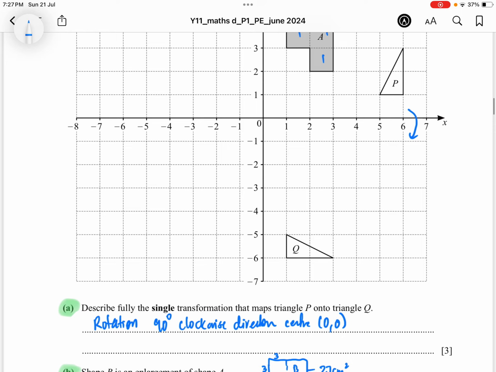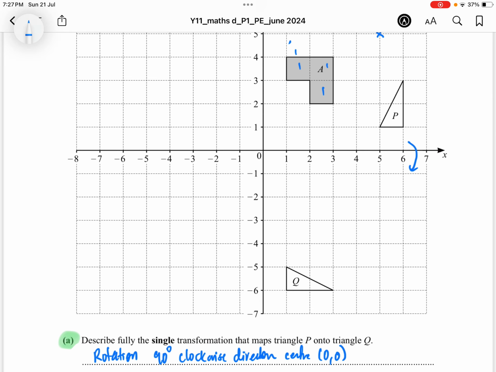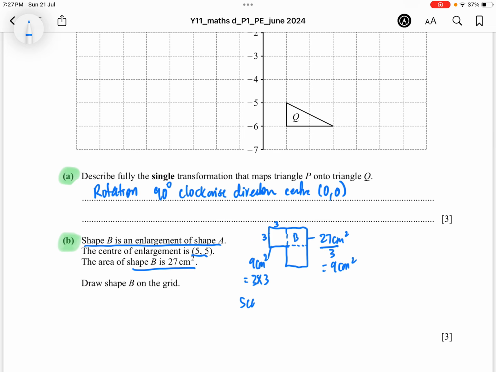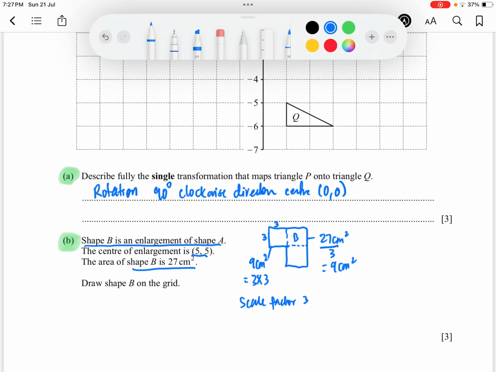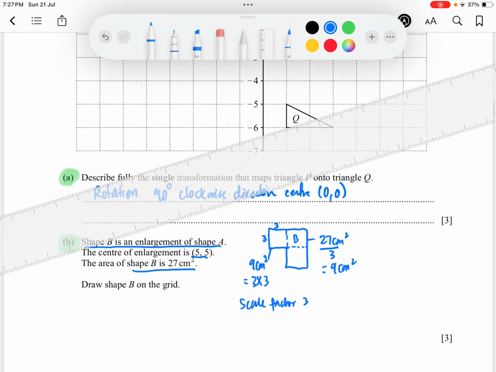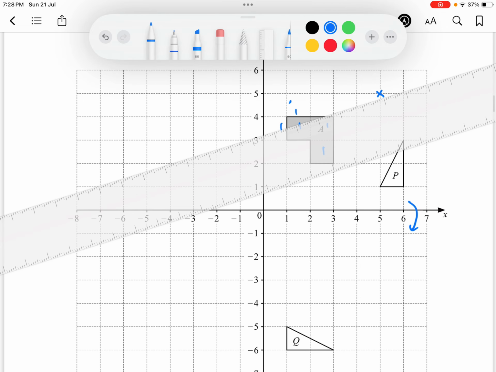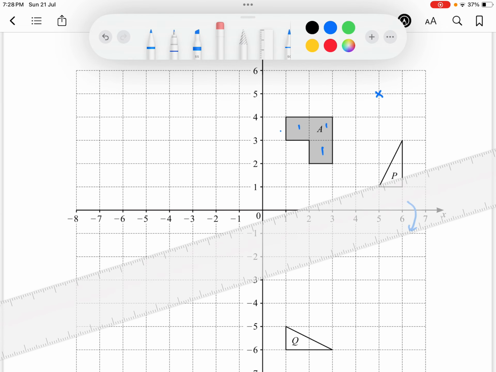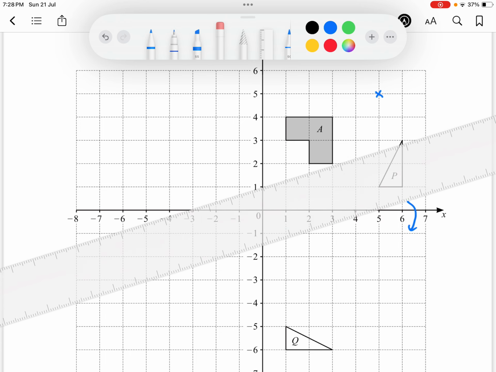So if you look at it, for A one side is 1. That means it's scale factor. From there we can figure out that the scale factor is 3. So with that scale factor, I'm going to use a ruler for this one. That means it's enlarged 3 times. Let me just erase that one.